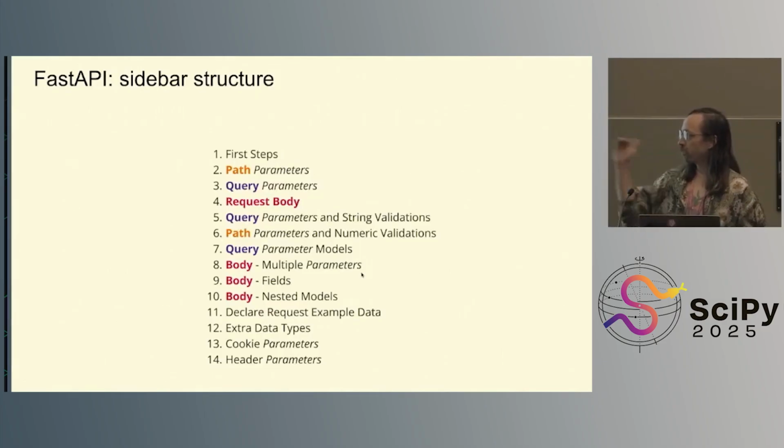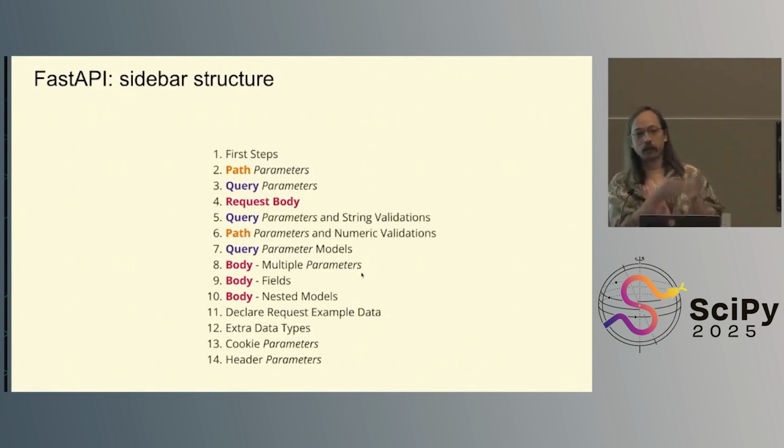So they start with path parameters, query parameters, request body. These are kind of like the initial prerequisites, but then they start looping back to things they think you'll want to use first. So they don't do all the path stuff in depth. They then loop back to querying.